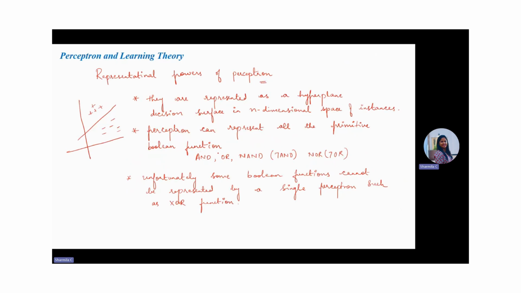Unfortunately, even though it represents almost all the primitive Boolean functions, some Boolean functions cannot be represented by using a perceptron. An example is XOR, because when XOR is represented in the hyperplane, it becomes a non-linear function, whereas these others are linear. Hence it cannot be represented by a perceptron.